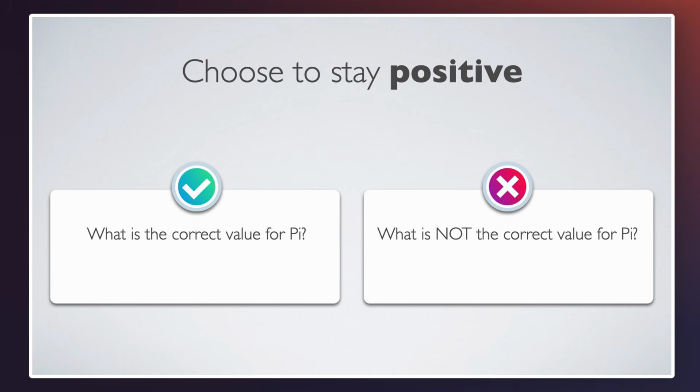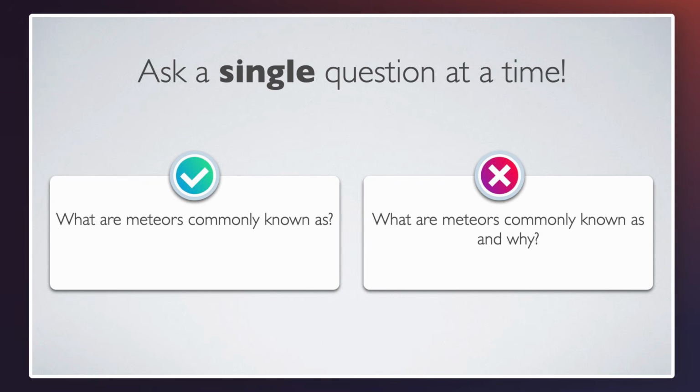Okay, let's move forward and ask a single question at a time. Do not add two questions. Ask only what are meteors commonly known as. Don't ask what are meteors commonly known as and why. Split it into two questions. Create another type of question with it.